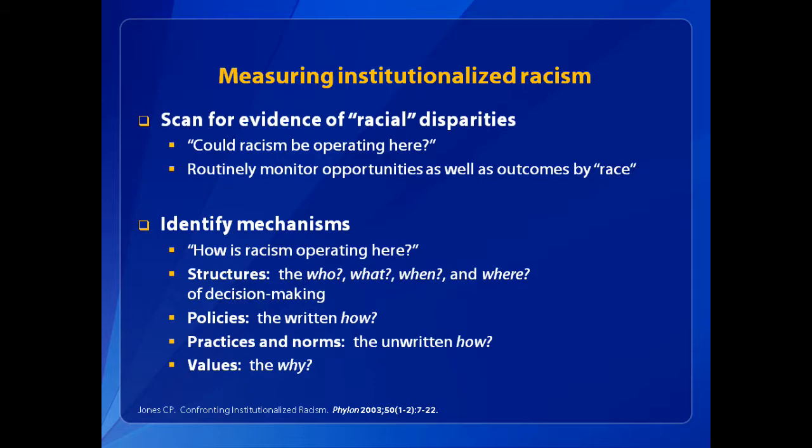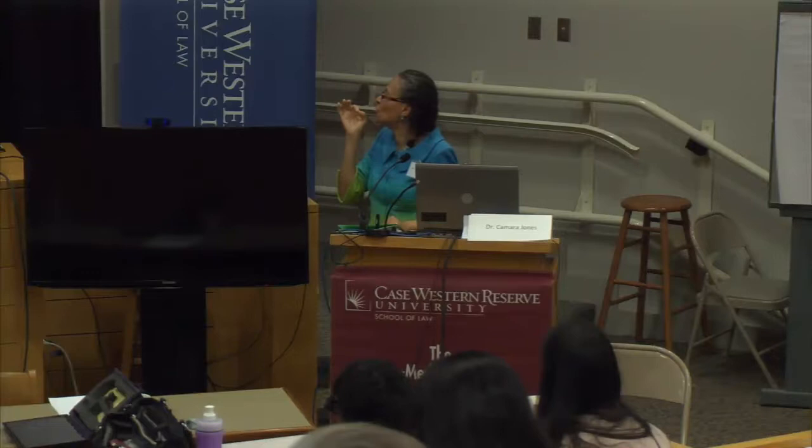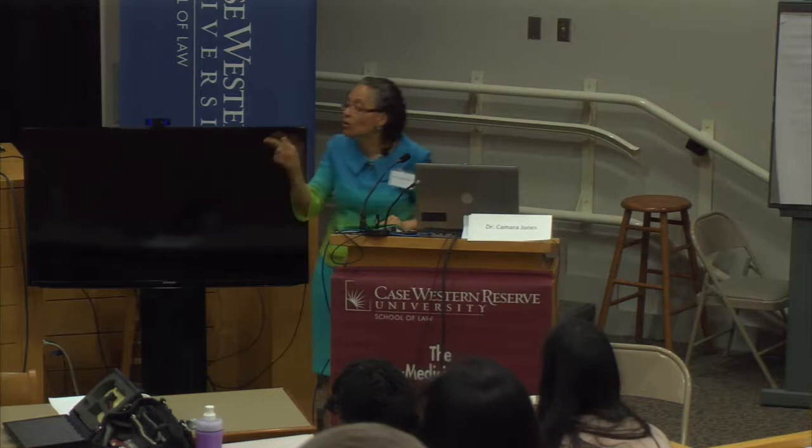We're structures of a who, what, when, and where of decision making. Who's at the table and who's not? What's on the agenda, what's not? Policies are the written how of decision making. Practices and norms are the unwritten how of decision making, maybe a little harder to get a hold of. And values are the why. And we don't talk about that. But that's the mindset that you were talking about there.